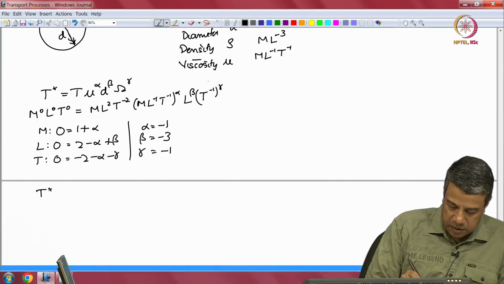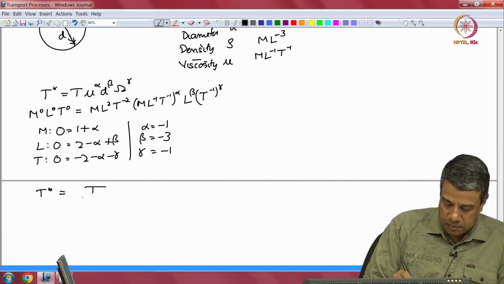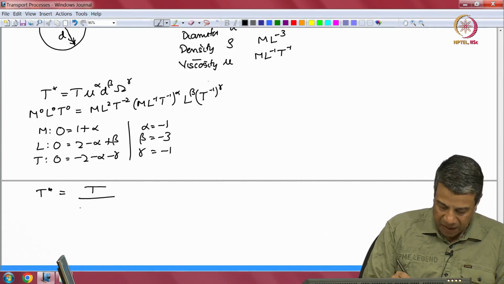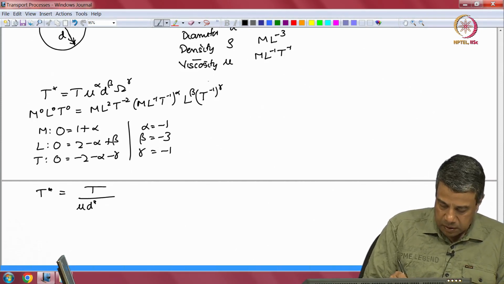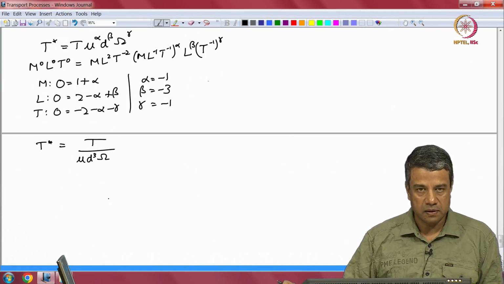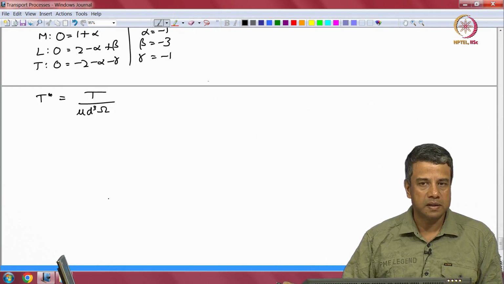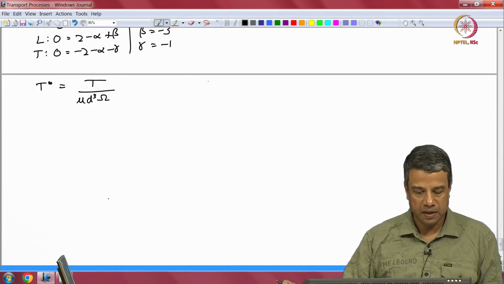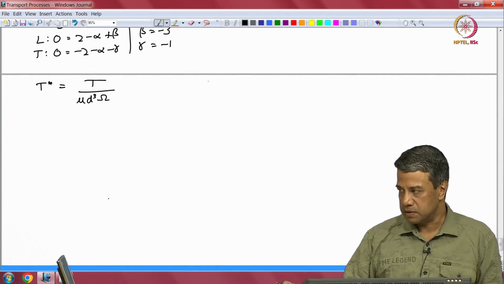Therefore, T star is equal to T by mu d cubed omega. That is the scaled torque. That is the dependent dimensionless group.